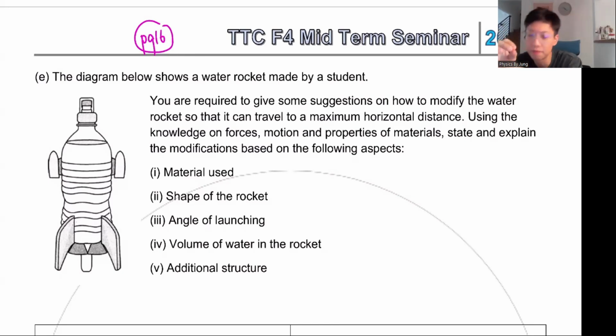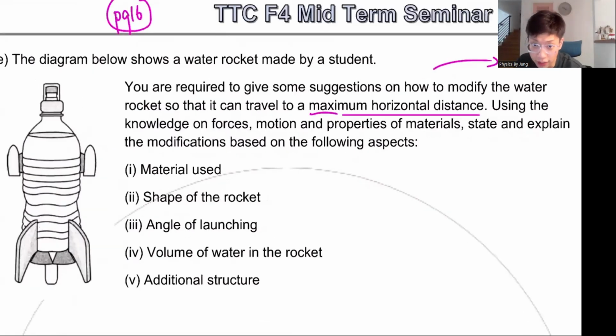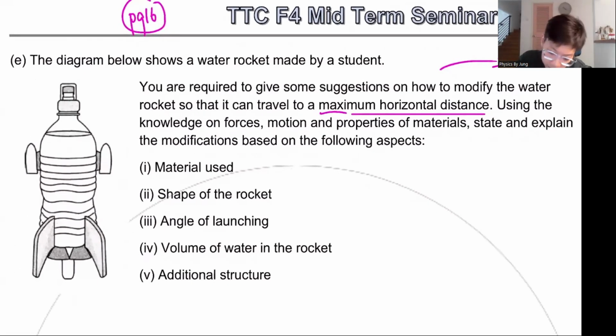So, water rocket. If you are lucky, your school actually lets you do this experiment. In fact, certain schools have water rocket competitions. You pump the water rocket and see whose can travel the maximum horizontal distance. The aim is to launch this rocket as far as possible, using the knowledge of forces. This is one example of an essay question.